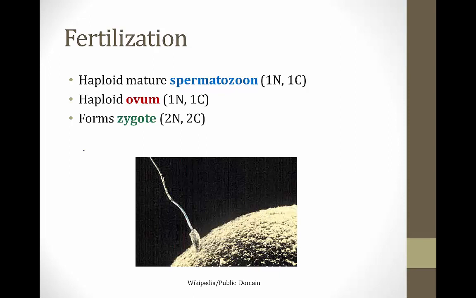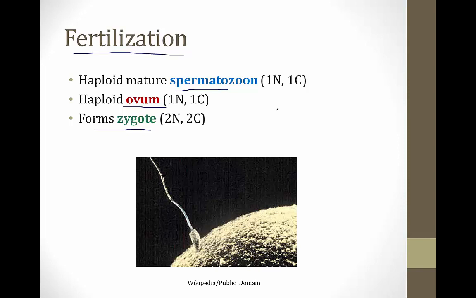The first step in the process of generating a human embryo is fertilization. In fertilization, a haploid mature spermatozoon from the male fuses with a haploid ovum from the female, and this forms a zygote. Now, one thing they're going to want you to know for your Step 1 exam is the number of chromosomes and chromatids present in all these structures involved in fertilization. So let's make that very clear now.